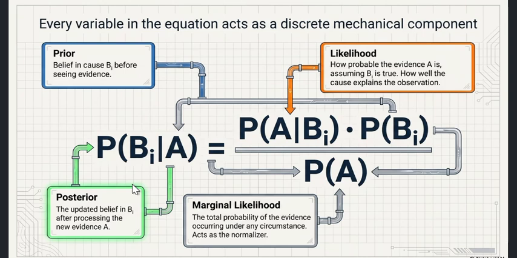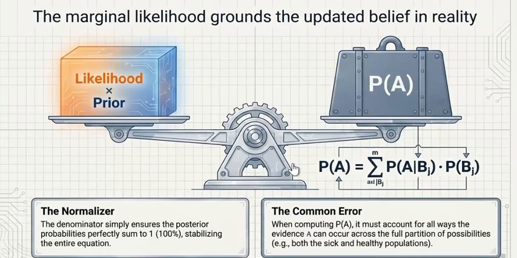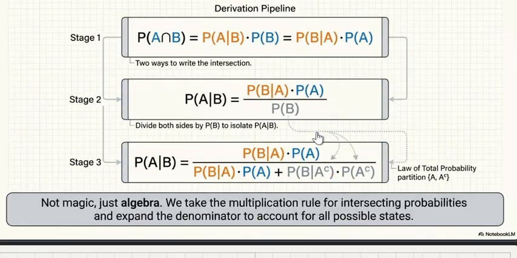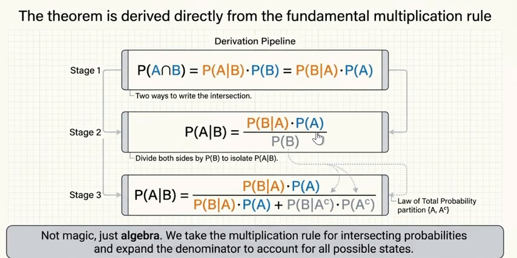Posterior is directly proportional to likelihood times prior. We can get this from the formula. Next, the marginal likelihood grounds the updated belief in reality. This is all about the formula. Now, this is the derivation of how that formula came from the conditional probability formula. Just put in the values and get the formula. Simple.